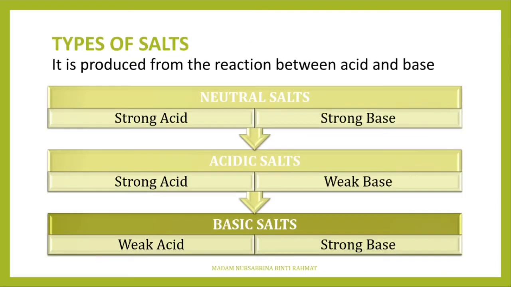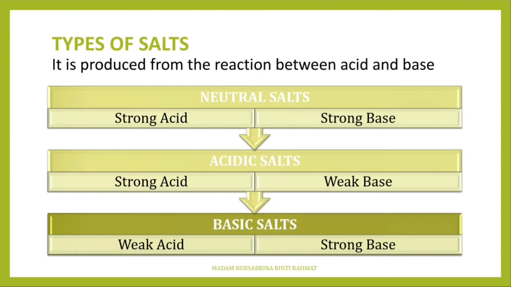Right, so in this world, we have three types of salts that are present, depending on which acid has been used to react with which bases. Salts are produced from the reaction between an acid and a base. So we have three different types of salts, which are neutral salts, acidic salts, and basic salts. The difference is in terms of the strength of the acid and strength of the bases that are combined together to form that salts in the reaction.